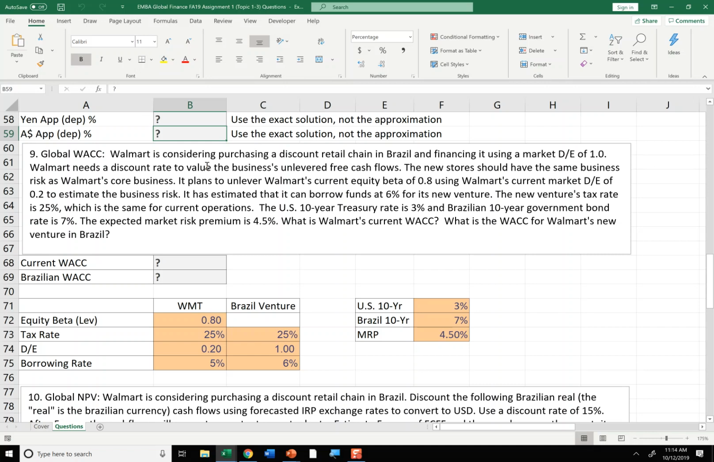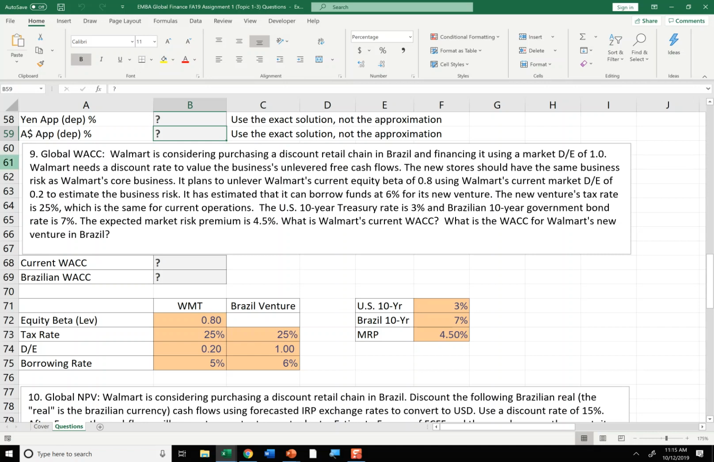And one thing we talked about a year ago was the discount rate should reflect the risk of the project. I would assume that projects in Brazil are riskier than projects in the U.S. for a U.S.-based firm. So the question is, what would the discount rate be in Brazil versus the U.S.?